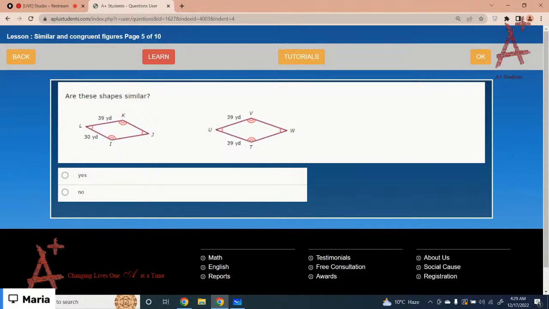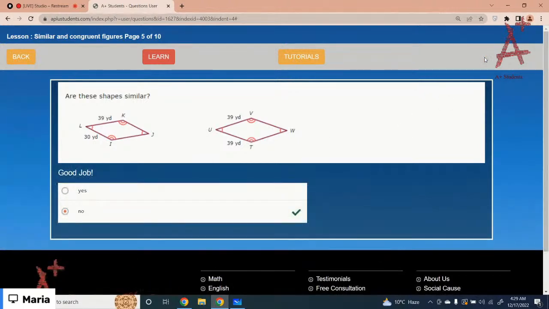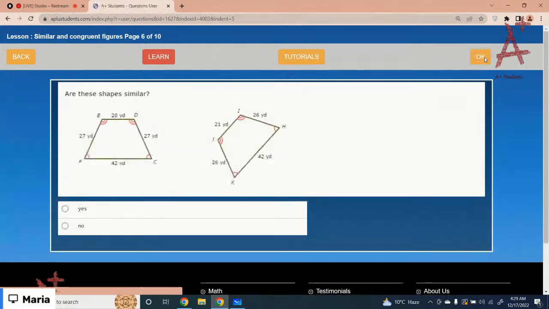No, this one is 39, this one is 39, but this is 30 and 39, so this side is not corresponding to this one, so the shapes are not similar. Got it? The answer is no. Okay, good.